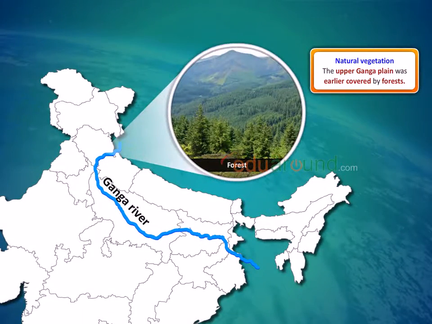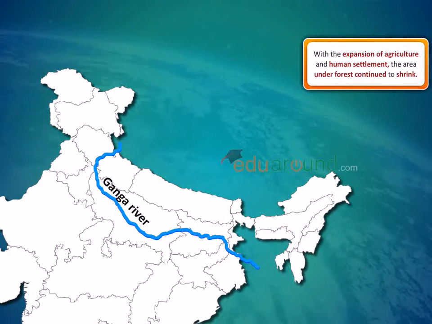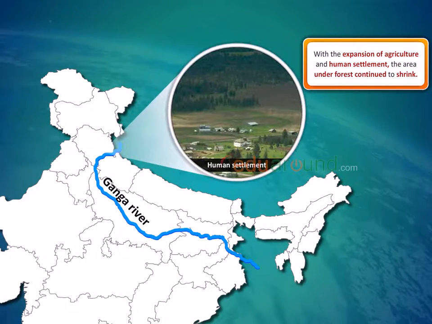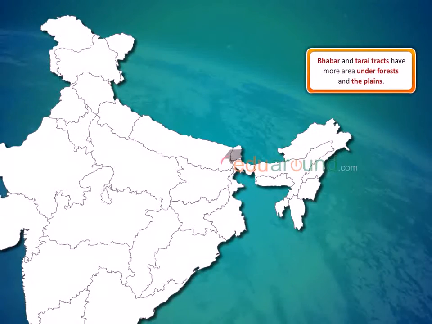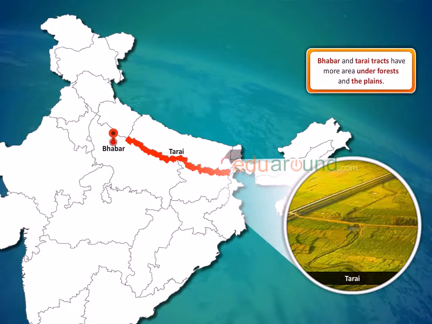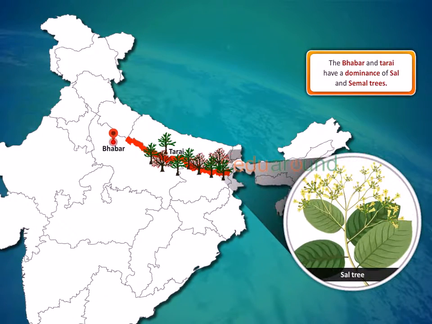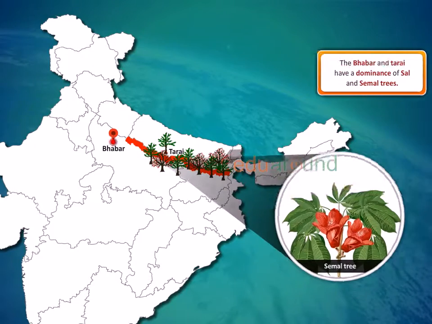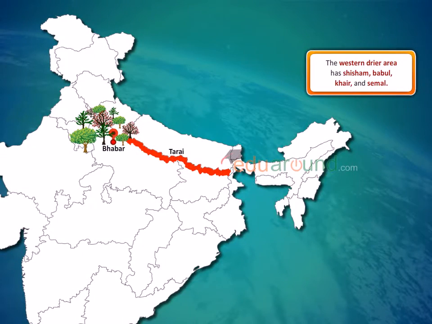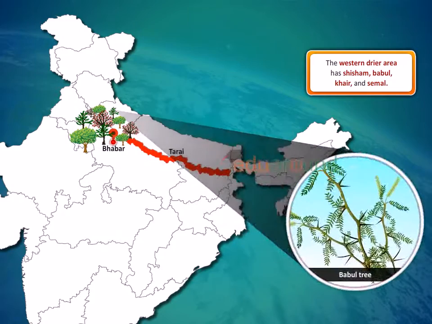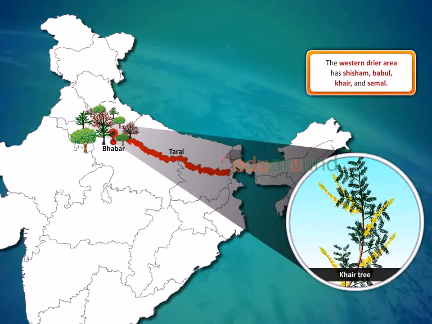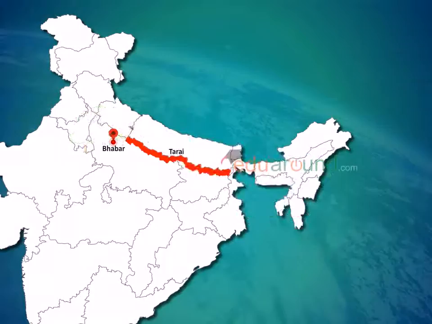Natural vegetation. The Upper Ganga Plain was earlier covered by forests. With the expansion of agriculture and human settlement, the area under forest continued to shrink. Bhabar and Tarai tracts have more area under forests in the plain. The Bhabar and Tarai have a dominance of sal and semal trees. The western drier area has Shisham, Babul, Khair, and Semal.